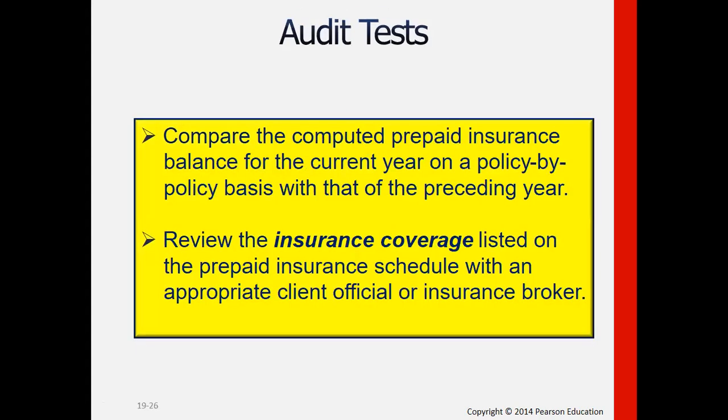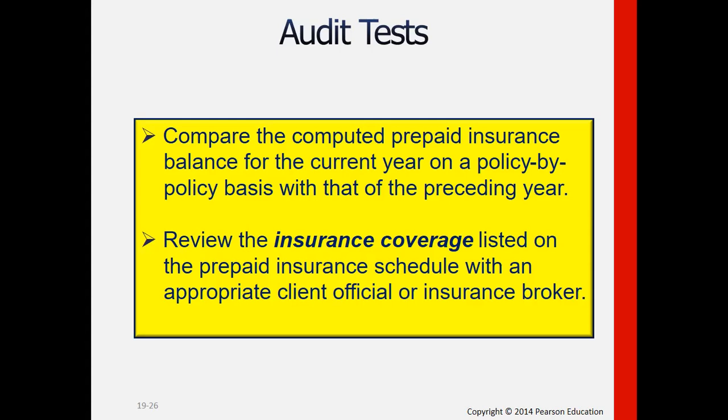Next, audit tests. We compare the computed prepaid insurance balance for the current year on a policy by policy basis with that of the preceding year. So this is the balance at the end of the accounting period, and then policy by policy, not just the total, compared with the preceding year. We would be able to check if there have been misstatements on the balances of each policy.